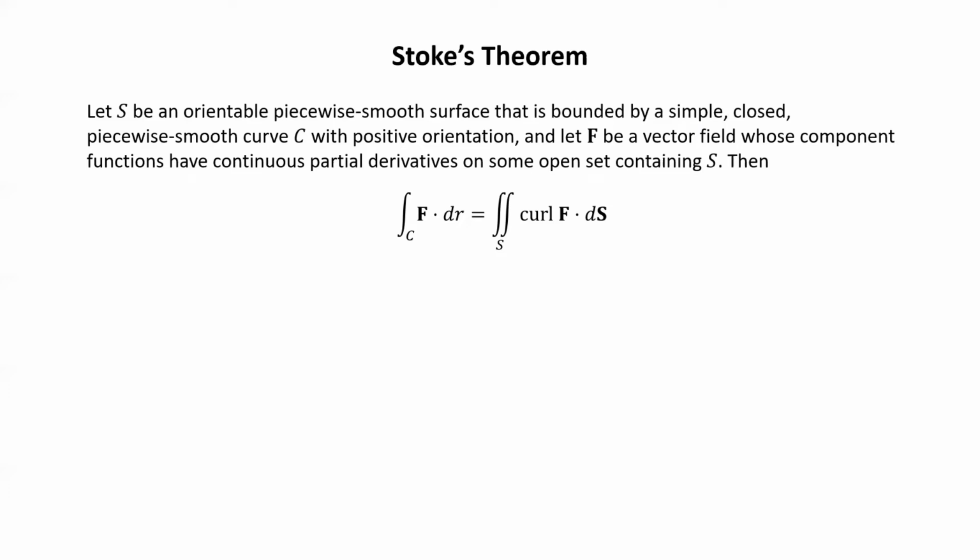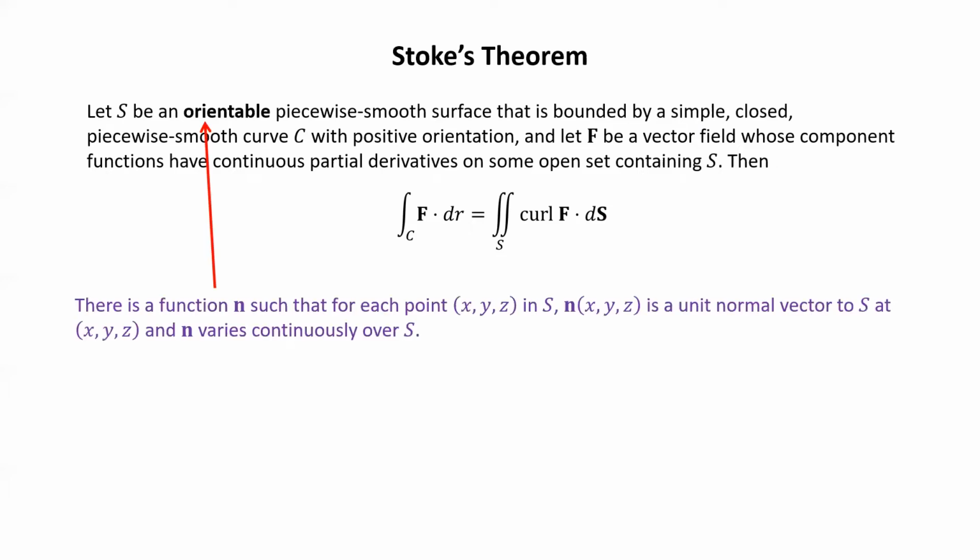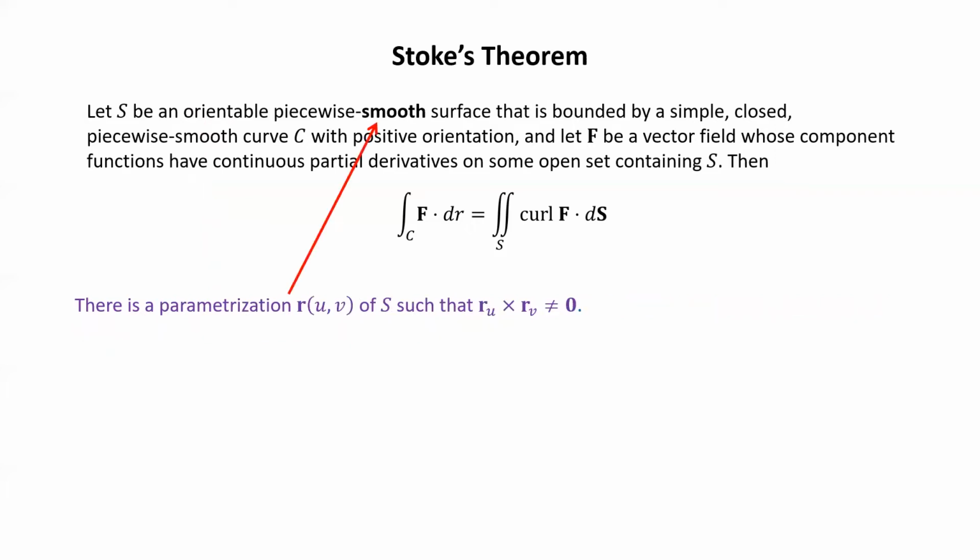Nonetheless, let's review the terms that appear in this theorem, and there's also one new one that you haven't seen before. So starting with orientable, remember that that means there is a function n such that for each point (x, y, z) in S, n(x, y, z) is a unit normal vector to S at (x, y, z), and n varies continuously over S. A surface is smooth if there is a parametrization r(u, v) of S such that r_u cross r_v is never 0. Piecewise smooth means that the surface can be split up into finitely many smooth pieces.